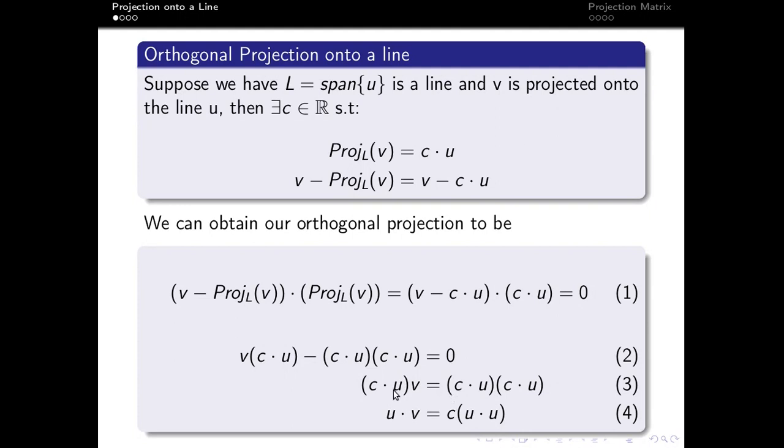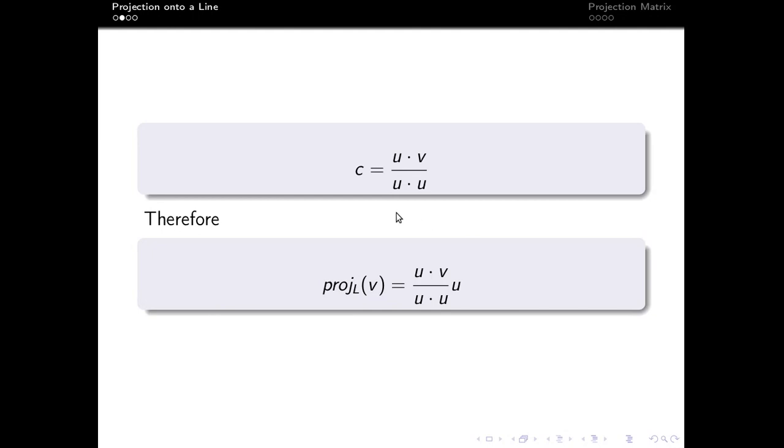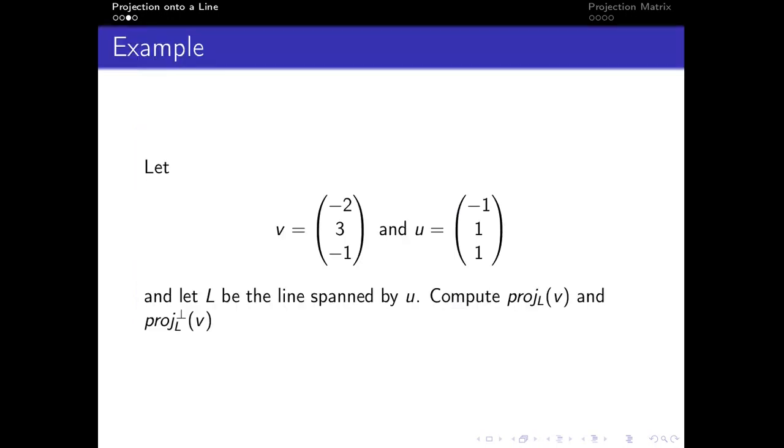Obtaining equation 3, since C is a scalar, the C's cancel out, leaving U dot V equal to C times U dot U. To make C the subject, we divide by U dot U, which gives rise to the whole of this. So our projection of V onto L is basically the scalar that we have here times U.